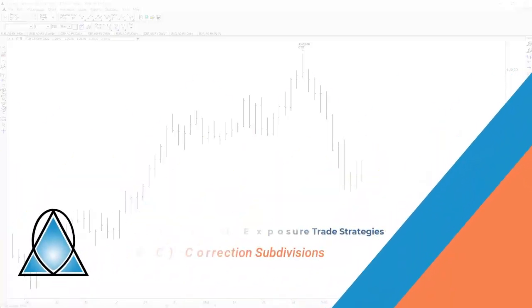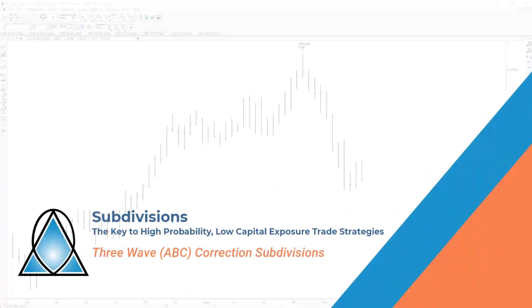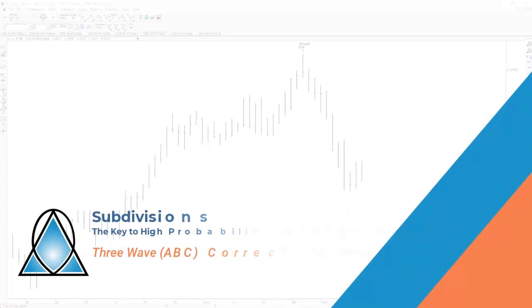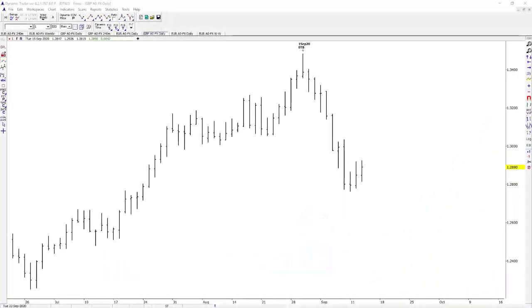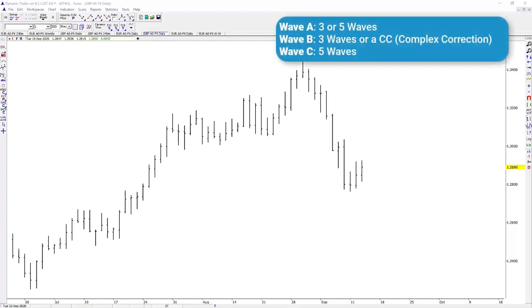In this module, you're going to learn how 3-wave ABC corrections subdivide. So remember that ABC corrections are 3 distinct sections. The most typical one is an ABC zigzag, but there can also be expanded ABCs, irregular ABCs. We'll take a look at a variety of them, but they should all subdivide in the same way, in that the wave A should subdivide into either 3 or 5 waves, but usually they subdivide into 5 waves.